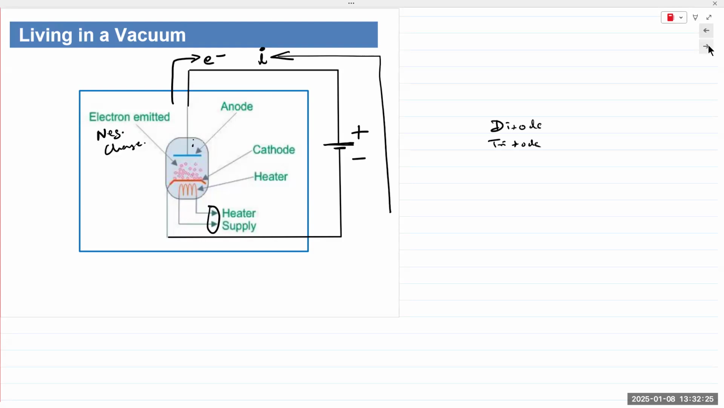Now, obviously, there are disadvantages of these vacuum tubes. They are large. The size of these vacuum tubes is about the size of, let's say, our fingers, and probably about a thumb. Okay, about this big.